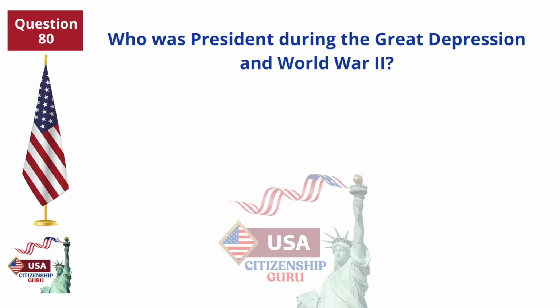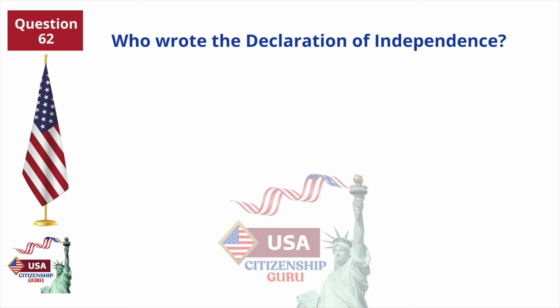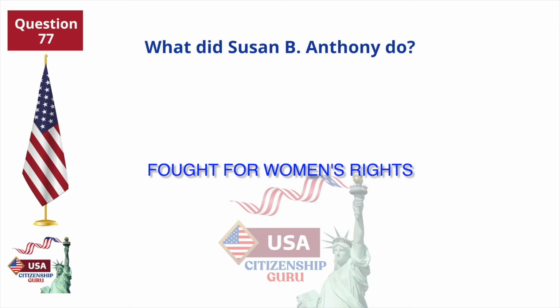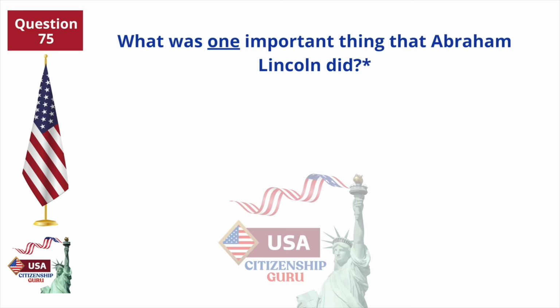Who was president during the Great Depression and World War II? Franklin Roosevelt. Who wrote the Declaration of Independence? Thomas Jefferson. What did Susan B. Anthony do? Fought for women's rights. What was one important thing that Abraham Lincoln did? Freed the slaves.